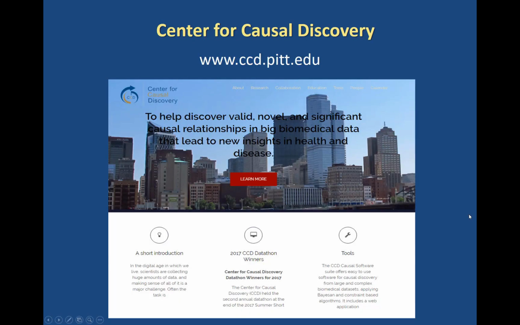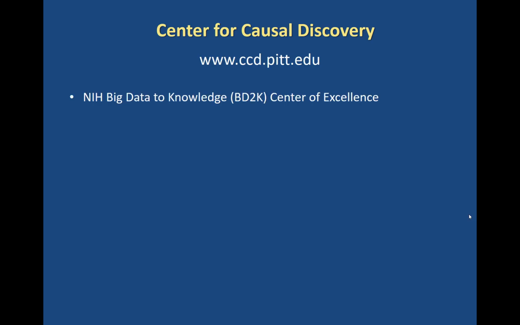In the remainder of this presentation, I'd like to give you a brief overview of the Center for Causal Discovery. The main goal of the center is to help biomedical scientists discover valid, novel, and significant causal relationships in big biomedical data that will lead to new insights in health and disease. The center is an NIH Big Data to Knowledge Center of Excellence. It's a collaboration of more than 50 investigators at the University of Pittsburgh, Carnegie Mellon University, the Pittsburgh Supercomputing Center, and Yale University.